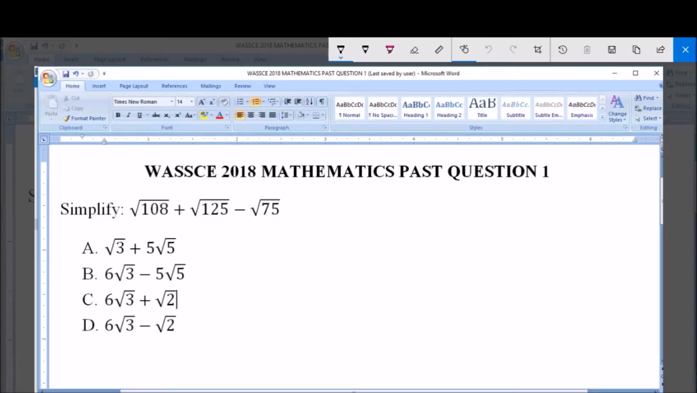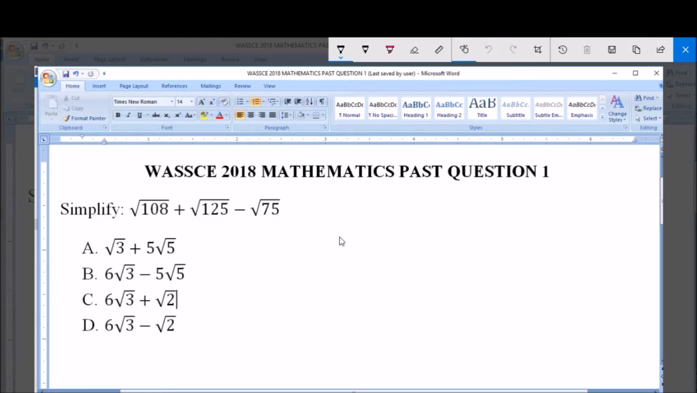I'll be answering WASSCE 2018 Mathematics Past Question 1. Simplify root 108 plus root 125 minus root 75. A. Root 3 plus 5 root 5. B. 6 root 3 minus 5 root 5. C. 6 root 3 plus root 2. And D. 6 root 3 minus root 2.